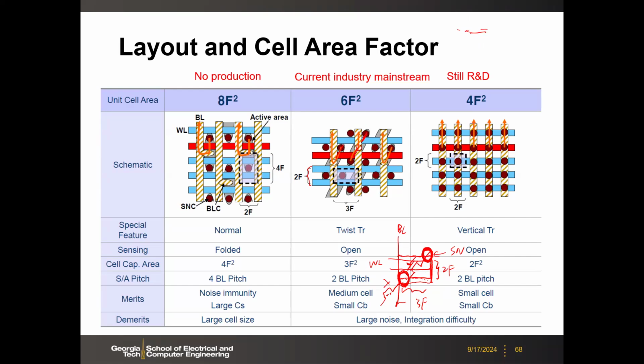You have to look at the layout carefully, okay? I will show you some more examples in the next few slides, so you will notice the subtle features. So the future is 4F squared. This requires the transistor to be vertical. I'll talk about that in the next few slides. But this is the theoretical limit, 2F and 2F. The reason that today it is 6F squared is because you have to make this bit line contact, okay? And the key feature is that here the channel direction is tilted.